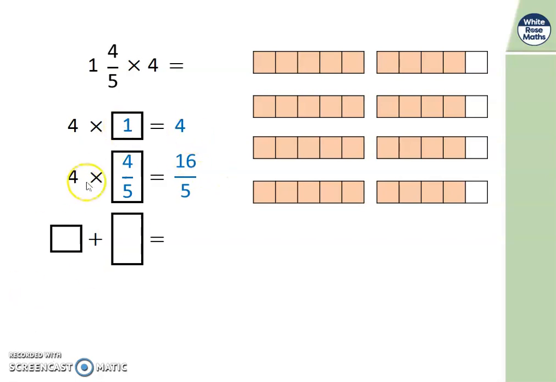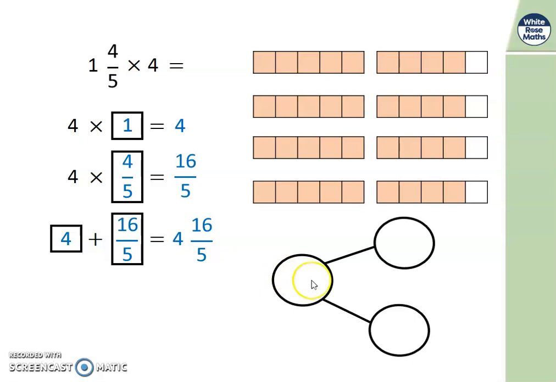Well, let's put the 2 parts back together again first. 4 add 16/5 makes 4 and 16/5. But you and I both know that you can't have this as an improper fraction. It must be converted. How many 5s go into 16? Well, let's make a part-whole model to see. Here is my 16/5. How many times does it go in?